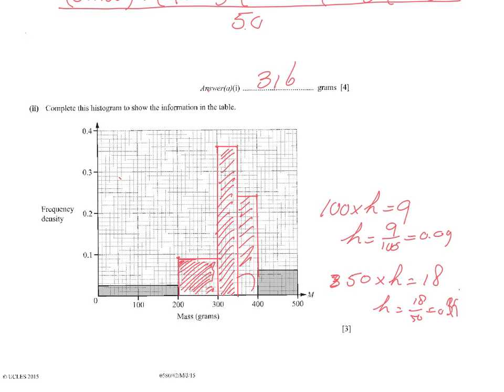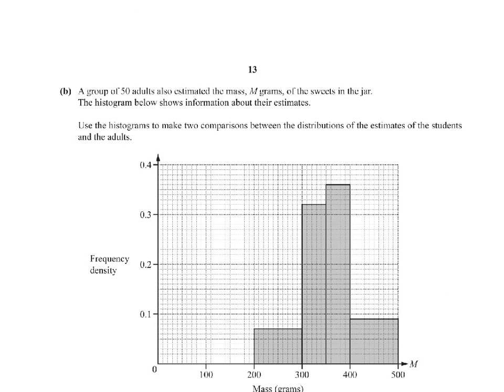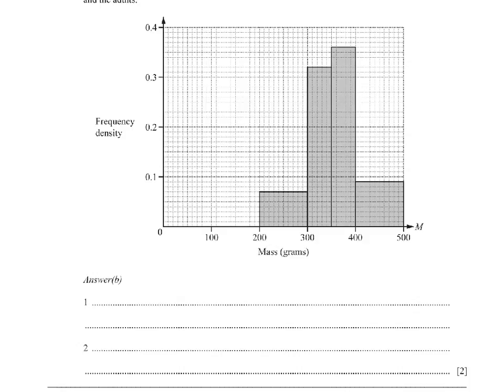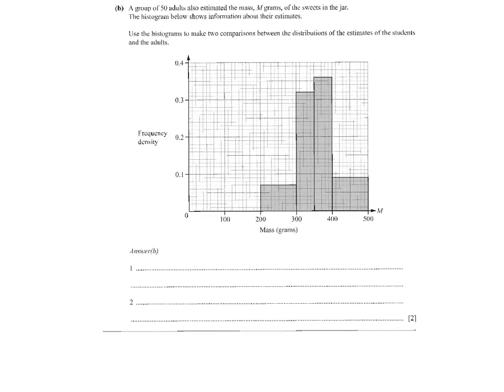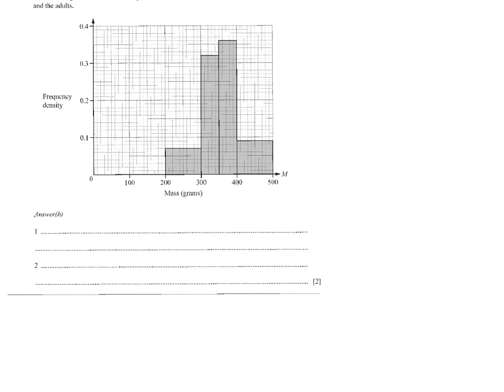This question continues on the next page. I'll see you there. So we are still doing this statistics question. It says now a group of 50 adults also estimated the mass of those sweets in a jar. The histogram below shows the information about their estimates. Use the histogram to make two comparisons between the distribution of the estimates of the students on a previous page and the adults, which you can see over here. So you should be comparing this histogram with the histogram of your previous question.